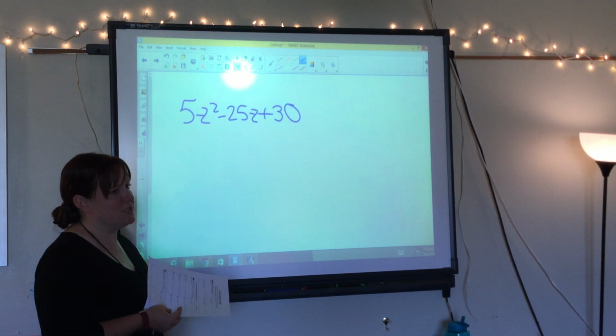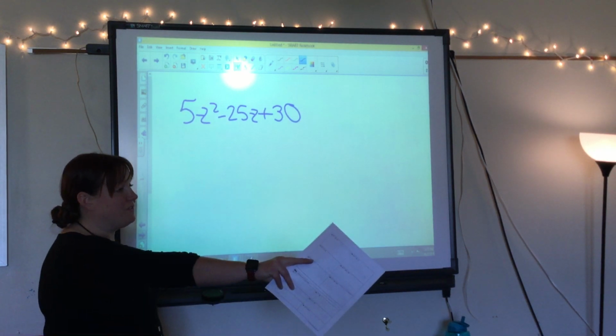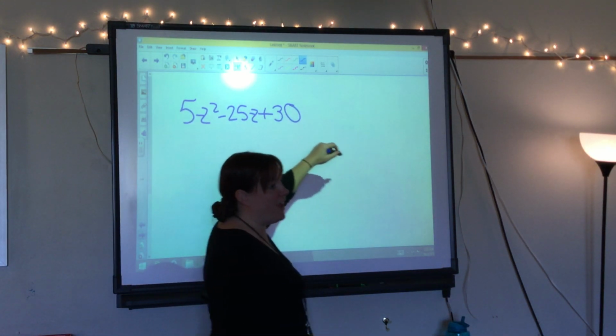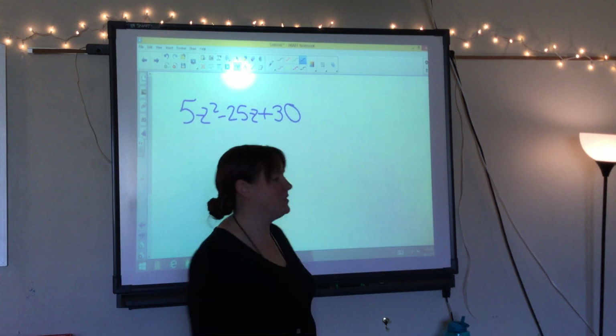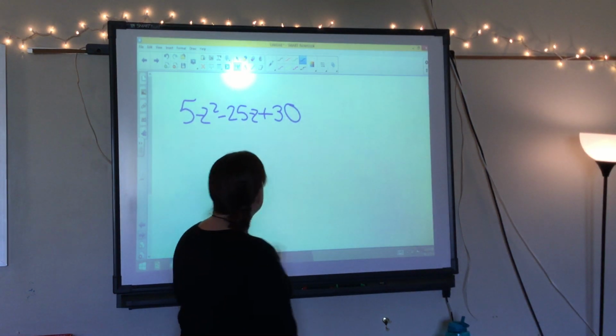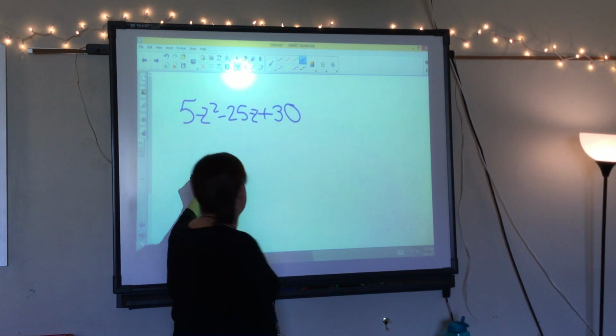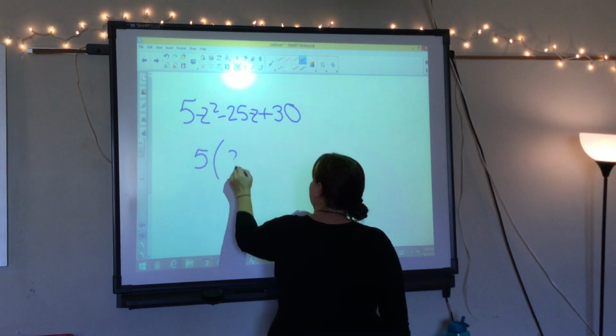What do we have to do first? We have to check for a greatest common factor. We always have to check for a greatest common factor. Can it be 5z? No, because this one doesn't have a z in it. You have to be able to divide every single term by it.